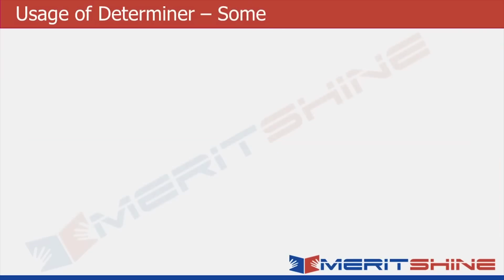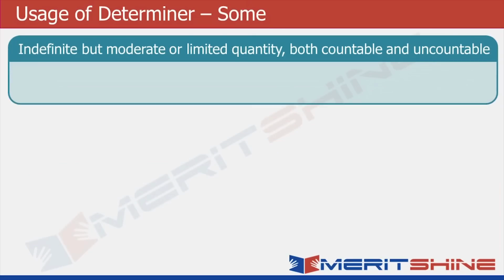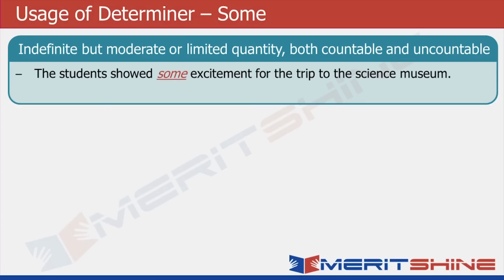Some. Some denotes indefinite or limited quantity and can be used with both countable and uncountable nouns. The students showed some excitement for the trip to the science museum. Can you bring me some flowers? Here excitement is an uncountable noun and flowers is a plural countable noun.